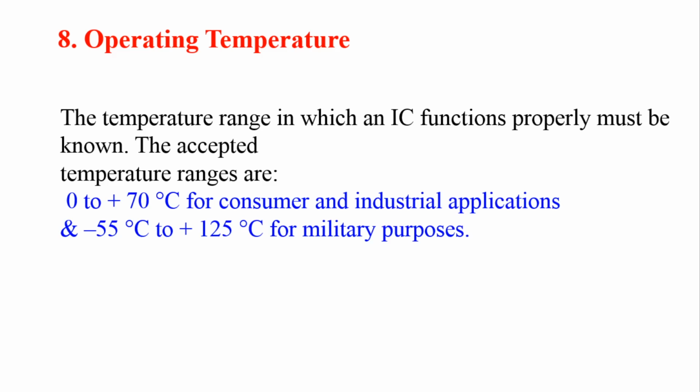Now the next one is eight, operating temperature. The temperature range in which an IC functions properly must be known. The accepted temperature ranges are 0 degree to plus 70 degree Celsius for consumer and industrial applications, and minus 55 degrees Celsius to plus 125 degrees Celsius for military purposes. So these are the different temperature ranges to operate the IC in different conditions.